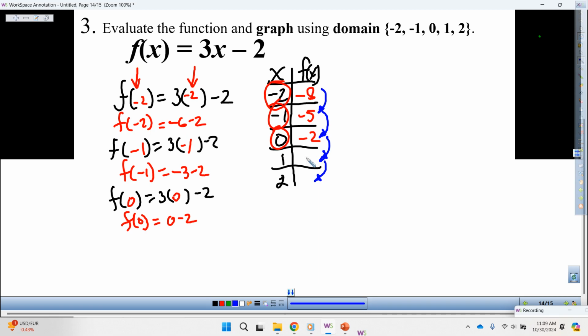Renzo's got it. Renzo, what do we write here? 1, very good. How about here? Yes, that is correct. And how do you get that? Well, let's see. -8 plus 3 is -5. Yes? -5 plus 3 is -2. -2 plus 3 is 1. 1 plus 3 is 4. All right, let's graph that.